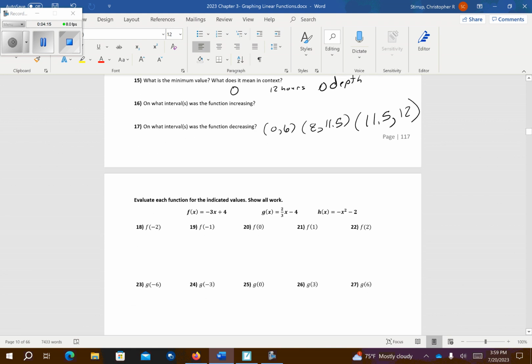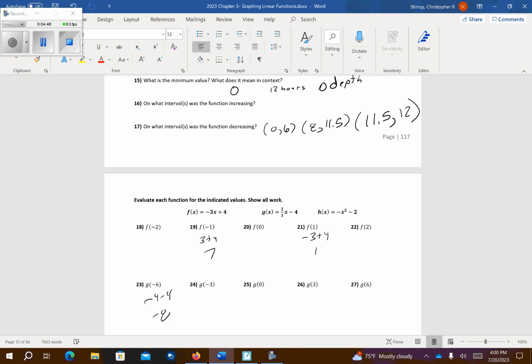All right, for number 19, f, we're using this function, so we're going to plug -1 in for x. So -3 times -1 is +3 plus 4, so we get 7. For number 21, we're going to use the f function again. So we're going to plug 1 in for x. -3 times 1 is -3 plus 4 is 1. For number 23, we're using the g function. So 2/3 of -6, that's going to be -12 over 3, which is -4. -4 minus 4 is going to give me -8.